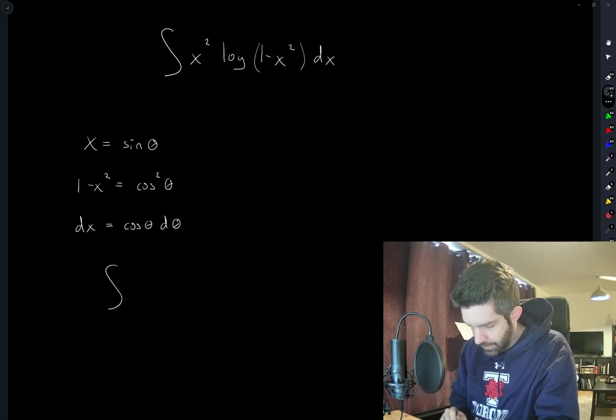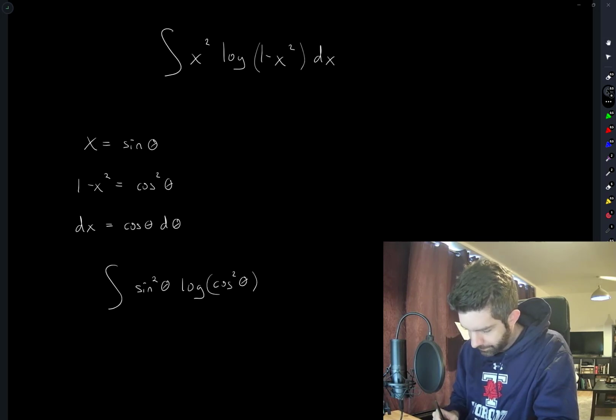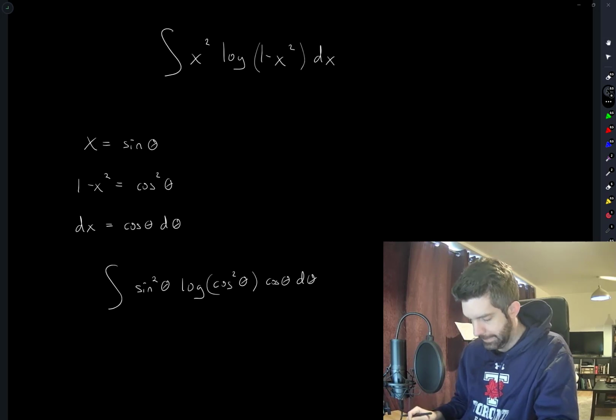So this now turns into an integral of sine squared theta log of cosine squared theta times cosine theta d theta.